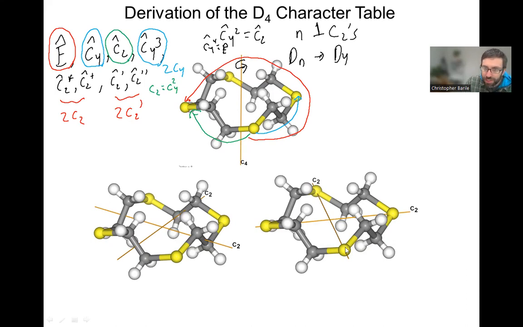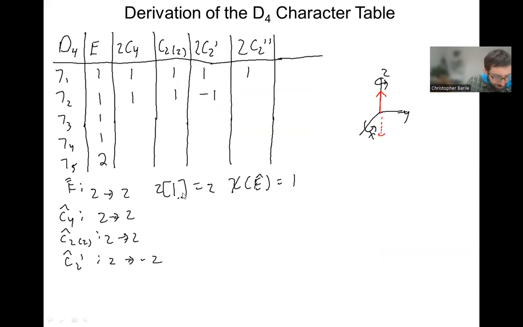But now if we're thinking about our C2 double primes, they're going to be 45 degrees. So if this is our x-axis, then this is our y-axis. So then this C2 double prime is going to have to be bisecting the x and y axis. So we're talking about doing a rotation in this manner, right? That's our C2 double prime. This was our C2 prime that we chose, okay? But it doesn't really matter. It's a flip, right?